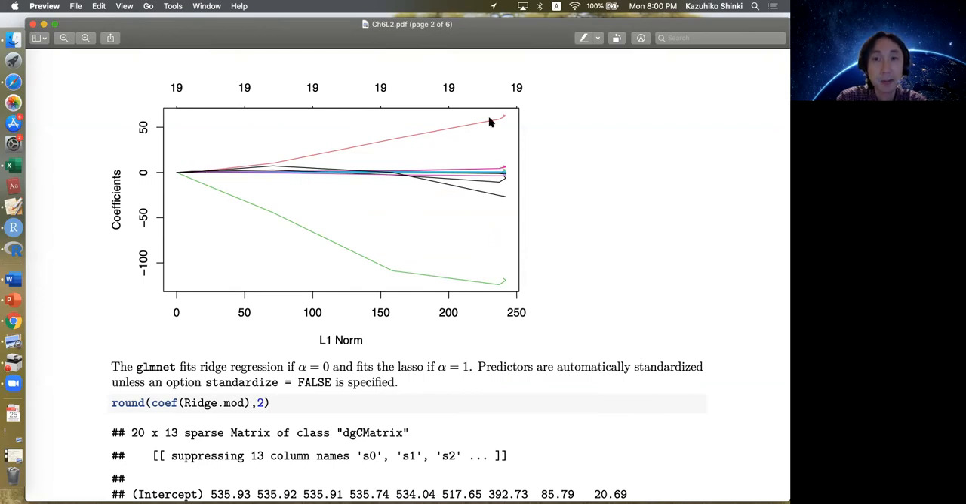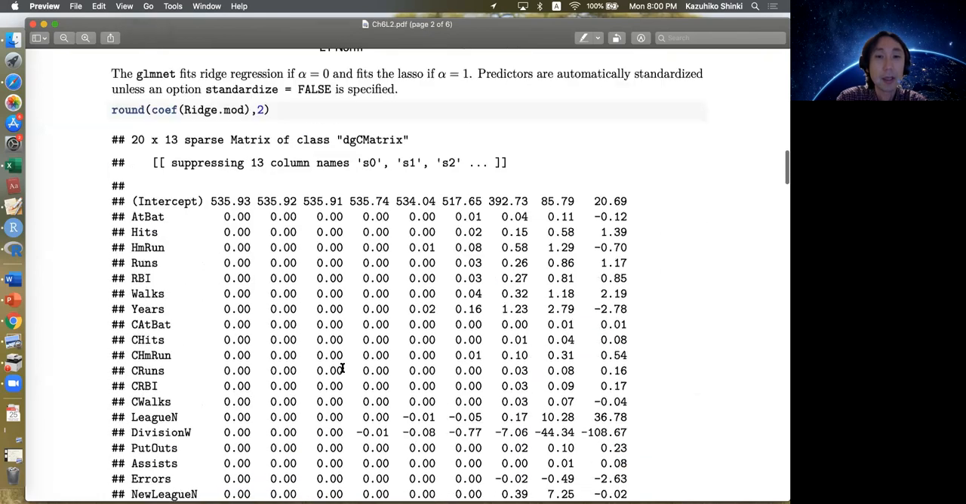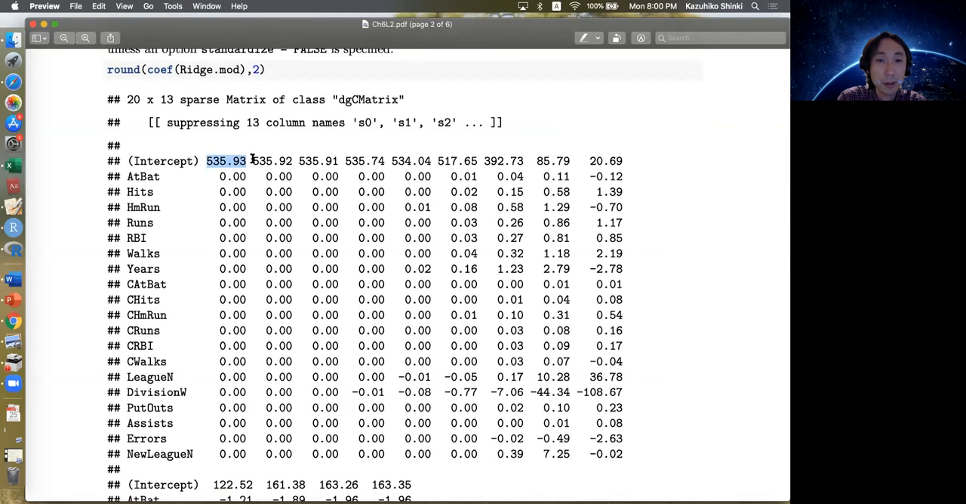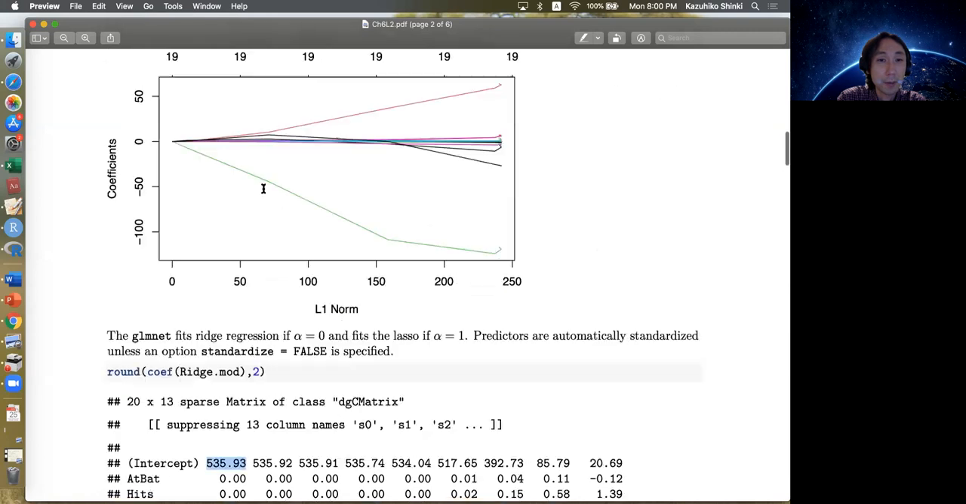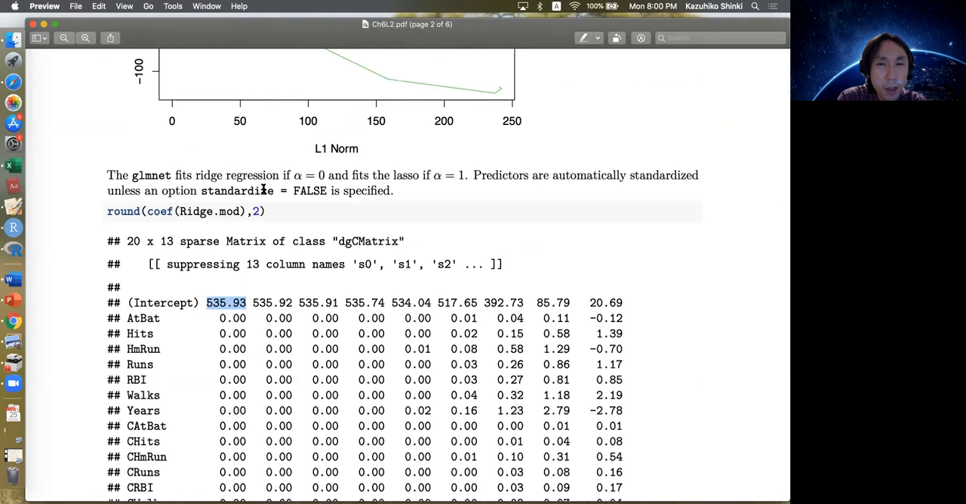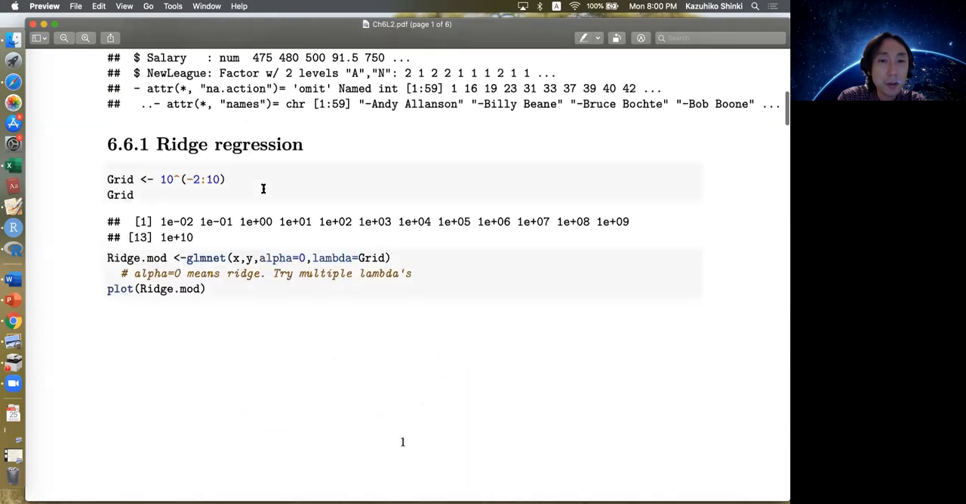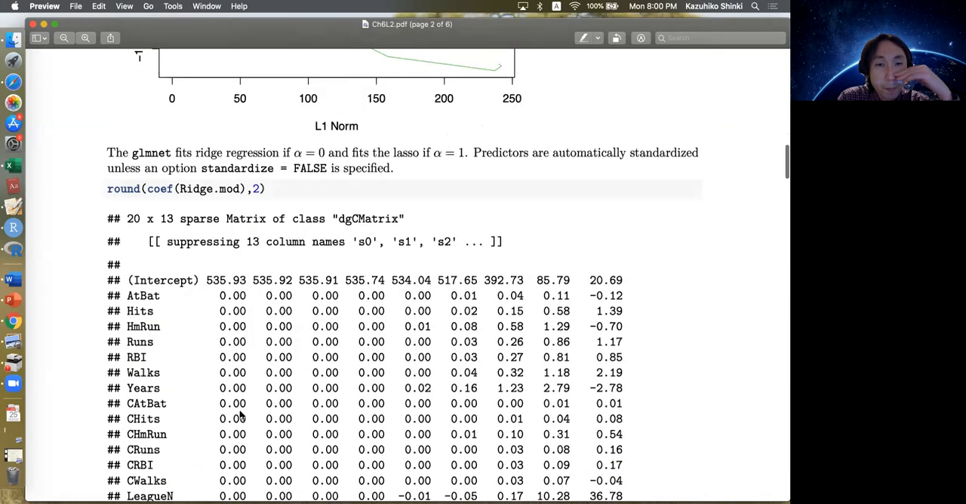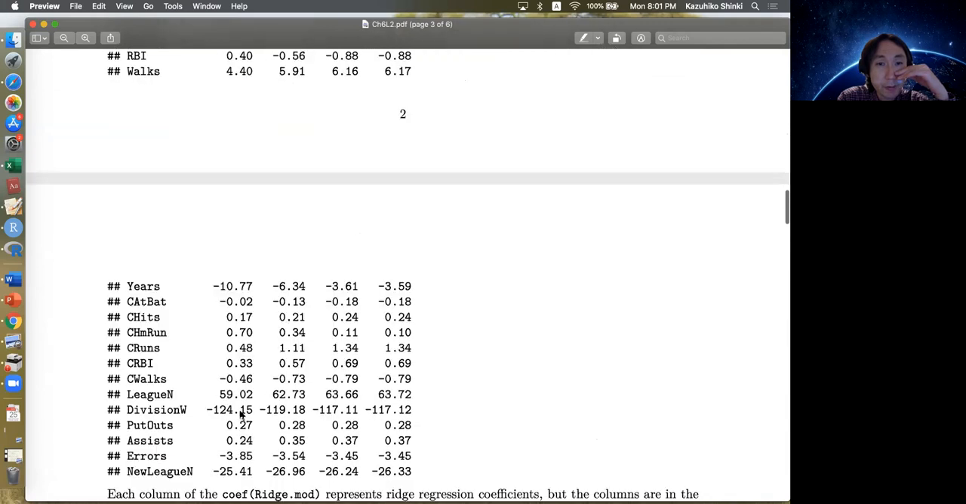These different lines have different coefficients. So green is the coefficient for a specific predictor. And this is the result; we have different lambdas. So the first one, the lambda is 1 over 100, right? So 13 variables. Yes, so the ridge regression here. Okay, so the first one, I think it's in the opposite way.